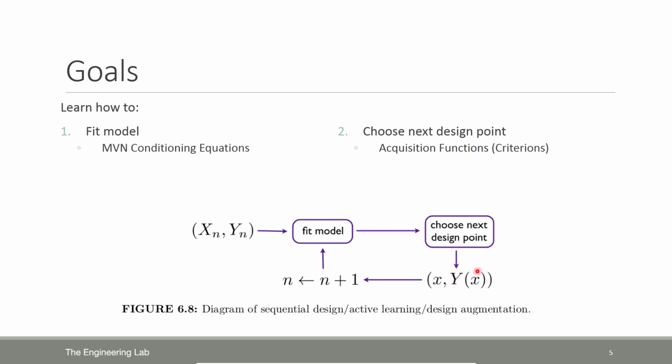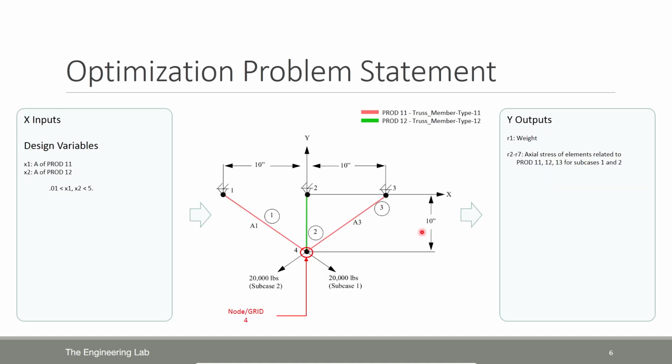Your output of the Nastran run validates whether or not you've found a better design, and then you repeat the process. You update your model, acquisition function, new point, run Nastran, and you go in this loop again and again until you want to stop it. So this is what ultimately we want to do: fit the model, pick the next point via the acquisition function.